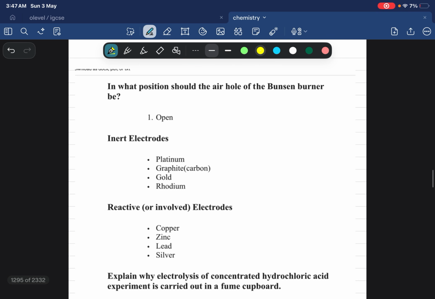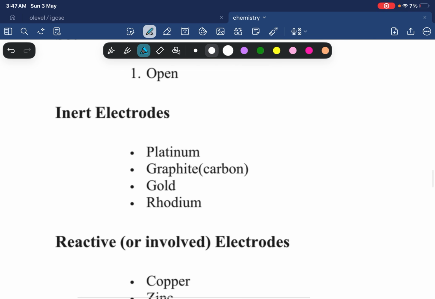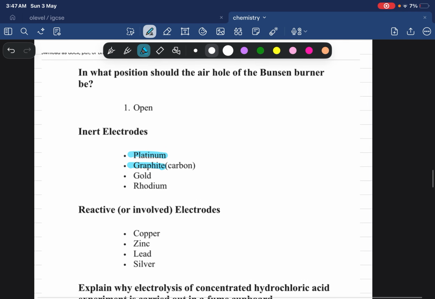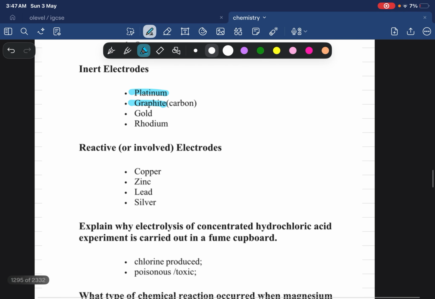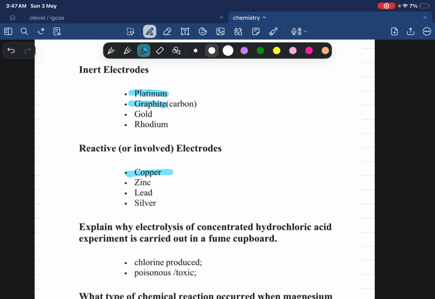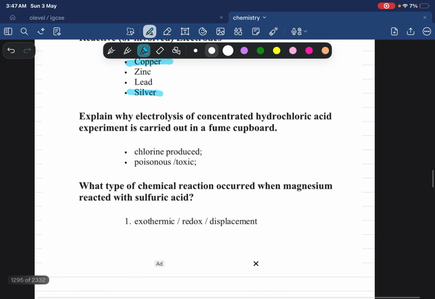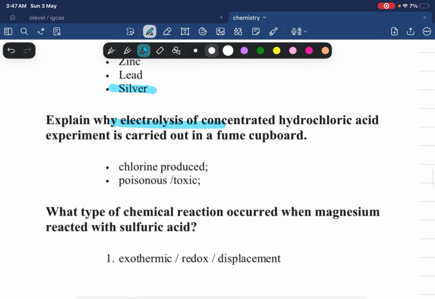We know this. Inert electrodes: platinum, graphite, gold, rhodium. Don't learn all of them, just graphite and platinum are important. Reactive electrodes: copper is important, and then silver for silver plating. Explain why electrolysis of concentrated HCl is carried out in a fume cupboard. Because when you're going to do it with concentrated HCl, you're going to produce chlorine, and chlorine is toxic.